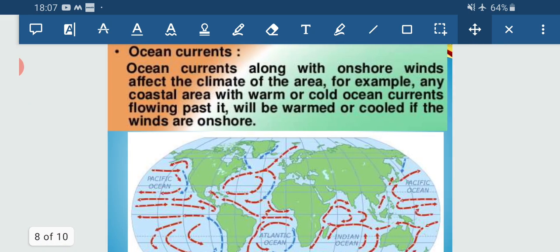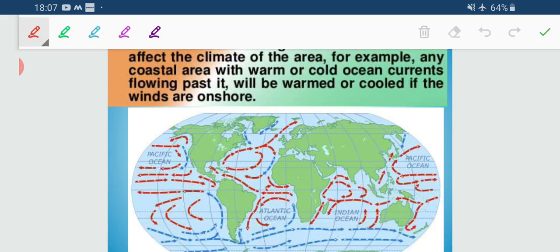Now next is oceanic currents. You can see two colors shown over here. One is blue, that is cold oceanic currents, and the red one is warm oceanic currents. There are two types of oceanic currents, warm and cold. Now you can see near our country the red arrows are more. So what does this indicate? Near our country the warm oceanic currents prevail.